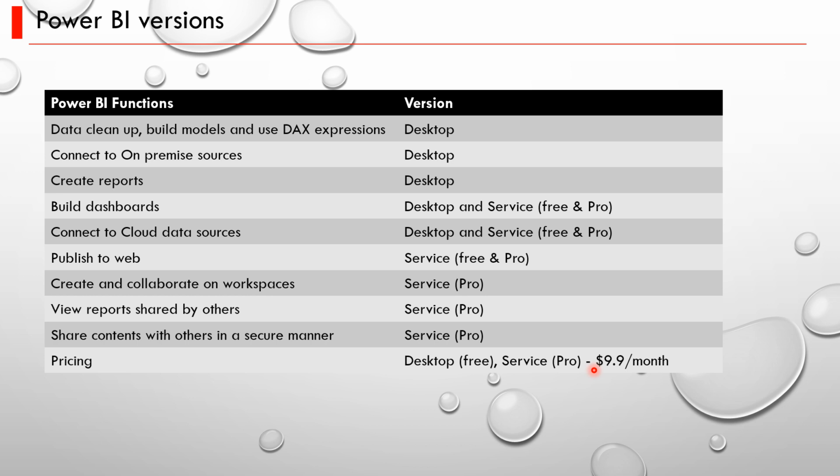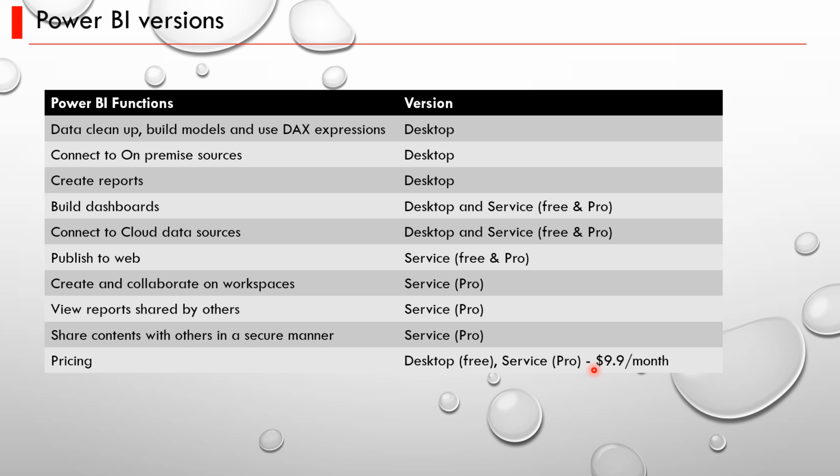What versions do we have and what do we use them for? For data cleanup, building models, and DAX expressions, the development area of Power BI is Power BI Desktop. We use Power BI Desktop for these. Another thing we can use Power BI Desktop for is to connect to on-premise data sources. We can also create reports. Like I said, Power BI Desktop is the development area of Power BI. You can build dashboards and report dashboards, and you can use them interactively.